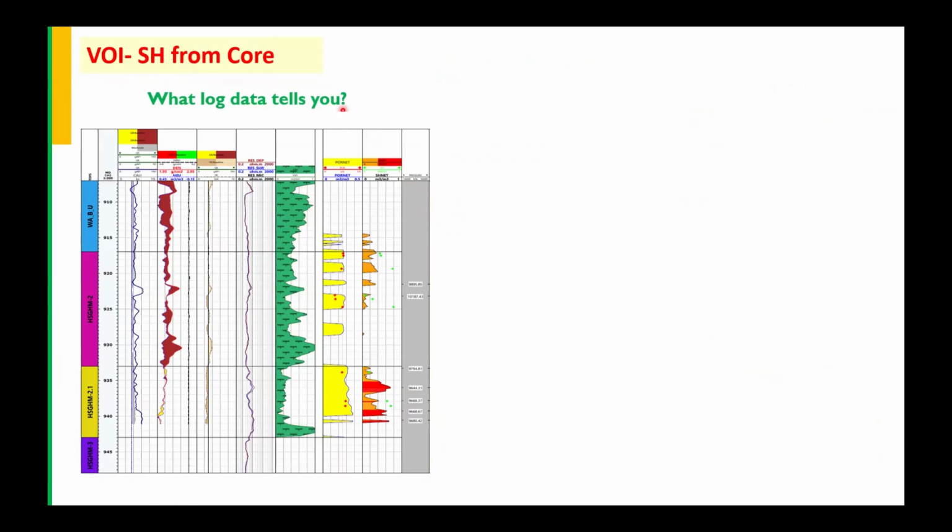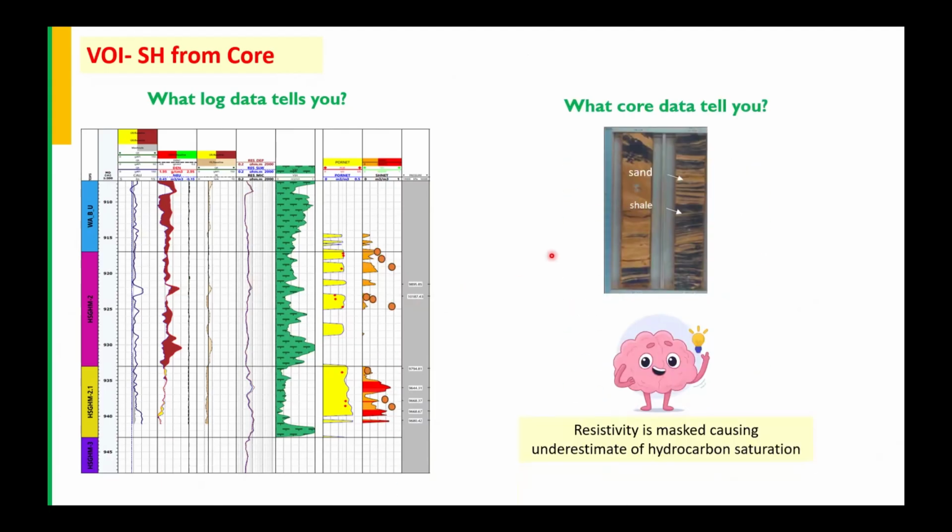Here I have a case. What the log is telling us is that the MG2 unit does not have attractive hydrocarbon. This is what the log tells us. But what the core is telling us is that this unit is dominated by shale interbedded sands, and this shale is masking the resistivity measurement, causing it to underestimate the hydrocarbon saturation. And this orange is the measured hydrocarbon saturation from Dean-Stark, from core.